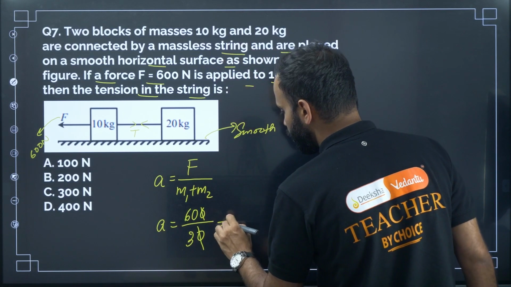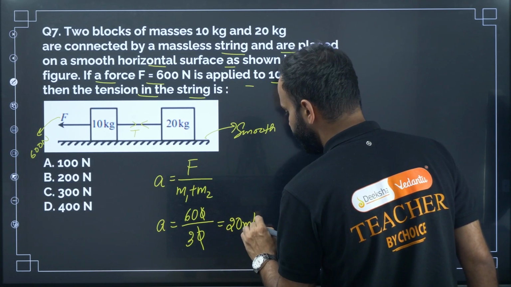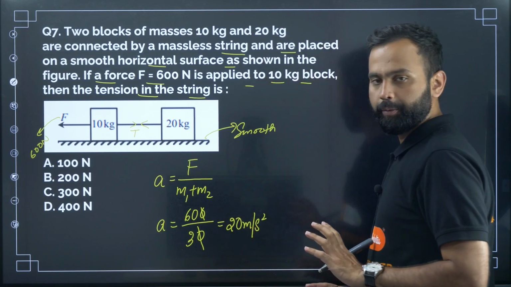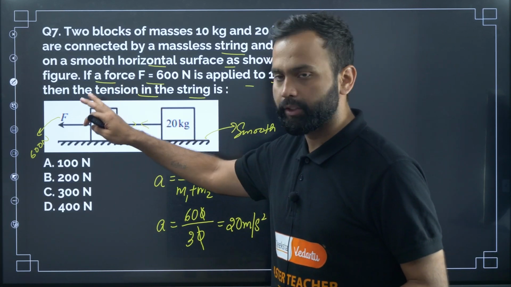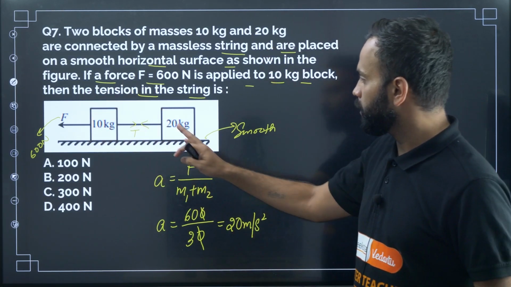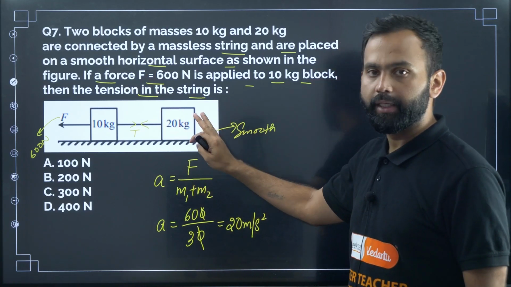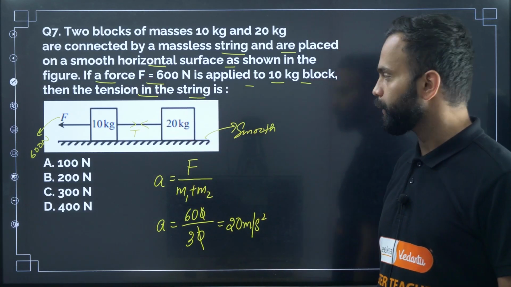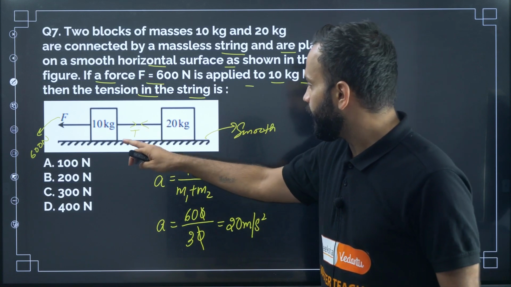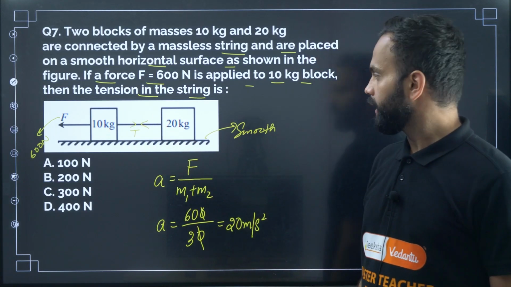So now this is equal to 20 meter per second square, right? Okay, now we got the acceleration of the system. The acceleration of the 10 kg block is 20 meter per second square. The acceleration of the 20 kg block is also 20 meter per second square. But we need to find the tension in the string, right?